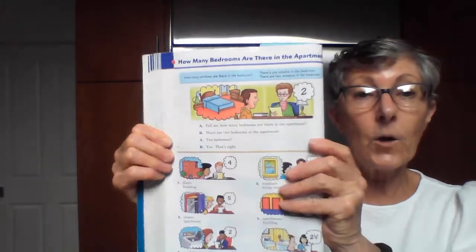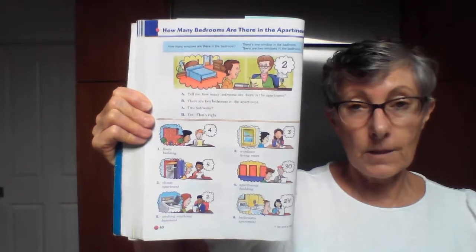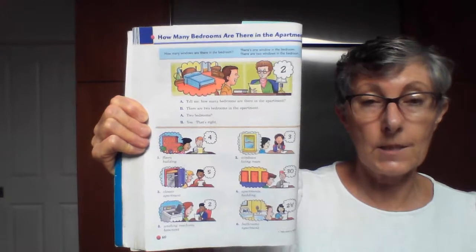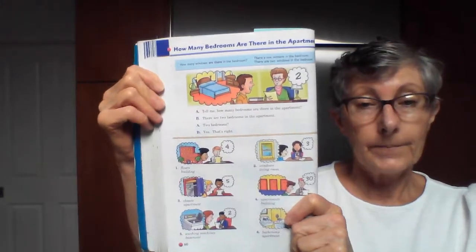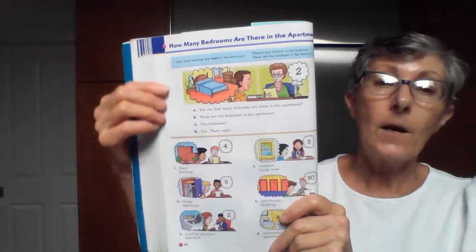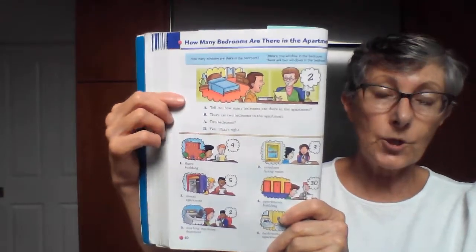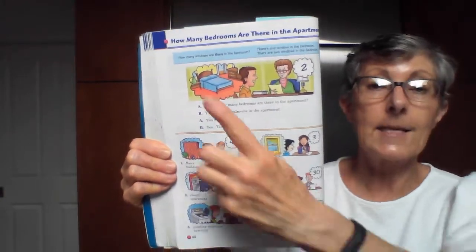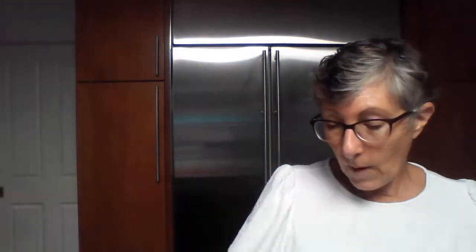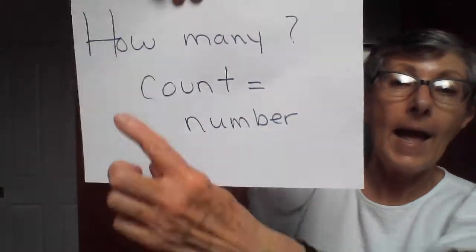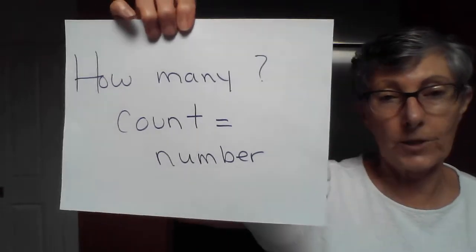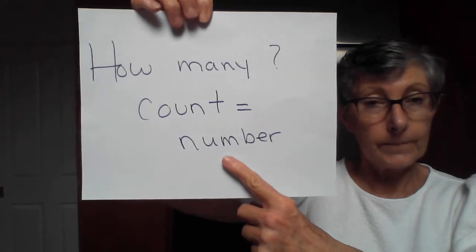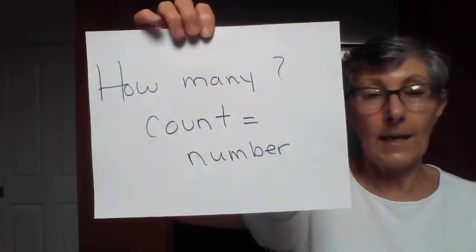Okay, my wonderful students, we are going to now ask questions for plural. We're going to be asking plural questions about an apartment or the building. Now, for asking a plural question, we want a number. So the question we're going to be using is how many? How many is a count question. The answer is a number.